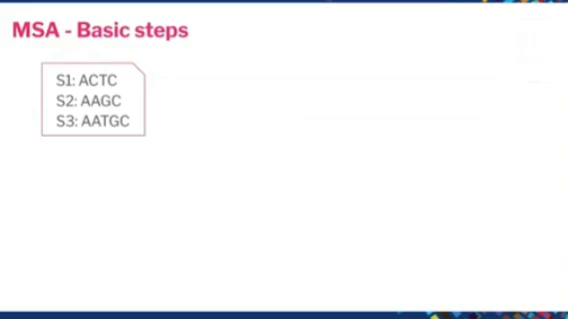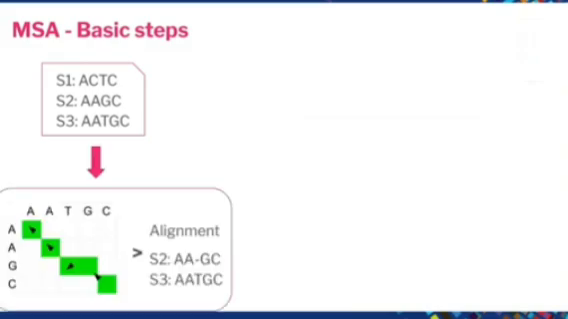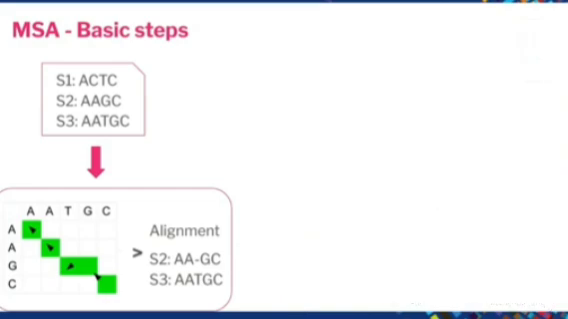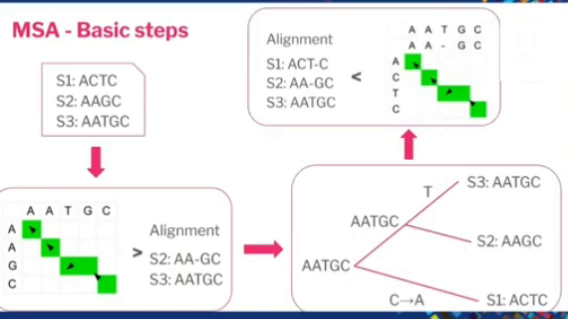Here are three sequences: sequence 1, sequence 2, and sequence 3. First, you build a pairwise sequence alignment for all the possible combinations. And here is an example of building a pairwise alignment between sequence 2 and sequence 3. And then you try to build all the possible clusters that can be found through these sequences. Once that is done, we take the highest scored pairwise sequence alignment.